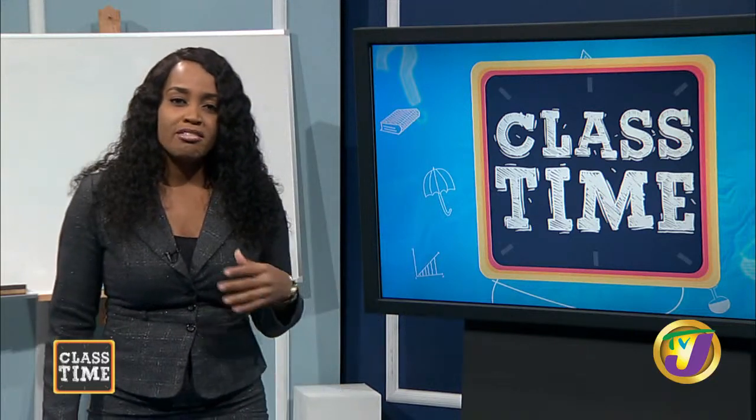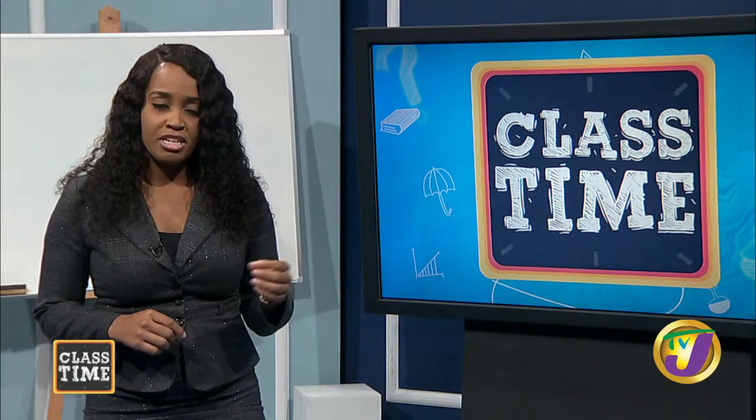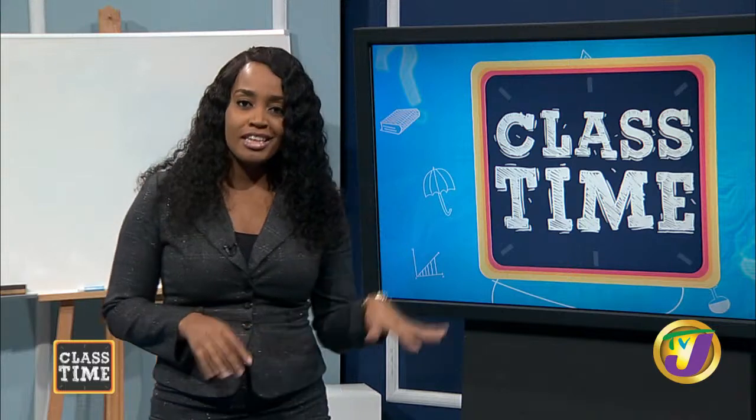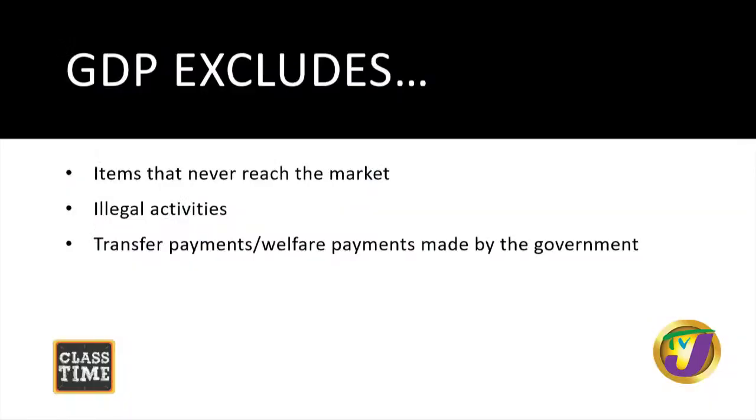So I just pointed out 2 additional things that are included in GDP, and I want to make mention of things that it also excludes. So we know what it includes. Let's look at some exclusions. GDP excludes things that are illegally produced or sold in a country, the black market. That's not included in the GDP.